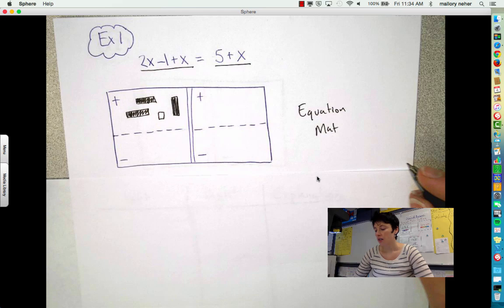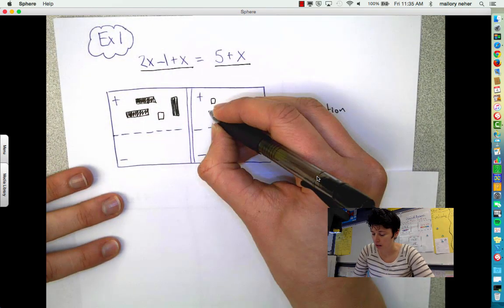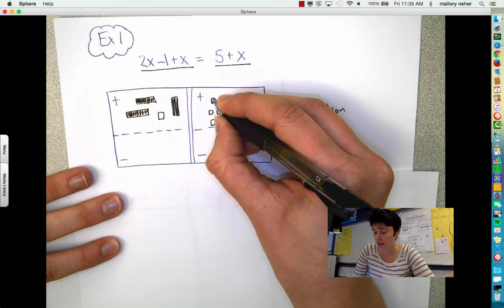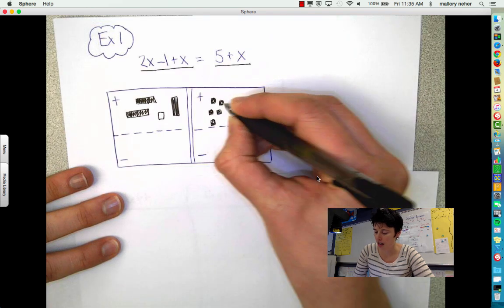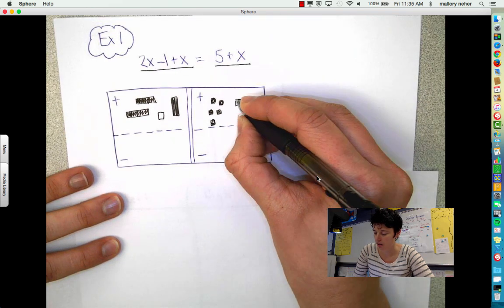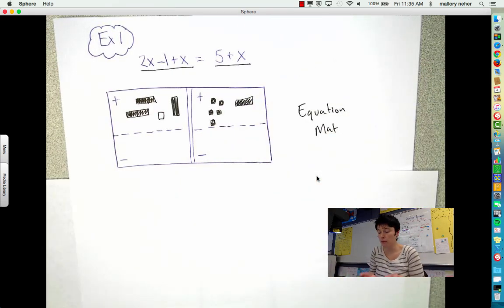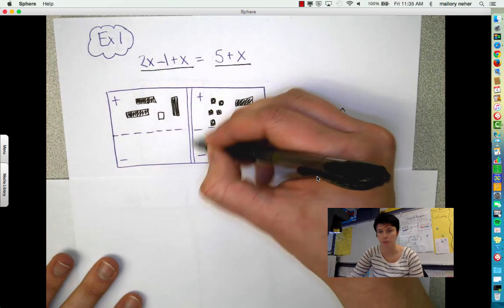And there's a picture of my mat. And then on the right side of the mat, we have 5 plus x. So we have 5 units. 1, 2, 3, 4, 5 positive units. I'll shade them in dark. And an x, which looks like this. And according to what we've been told, these two expressions are equal to each other. So here's the equal sign down the middle here.